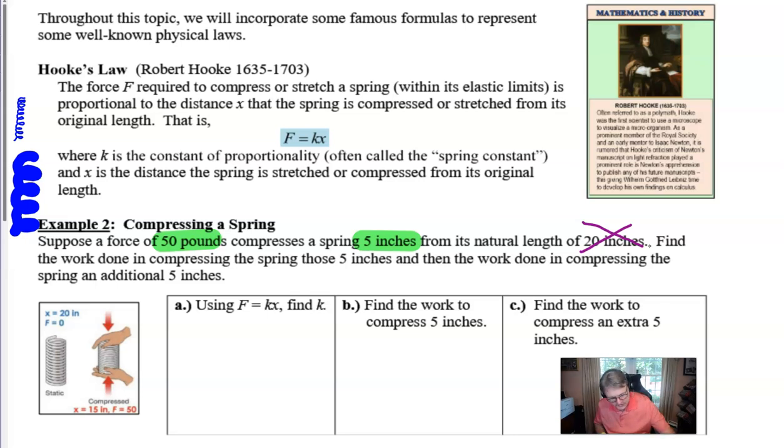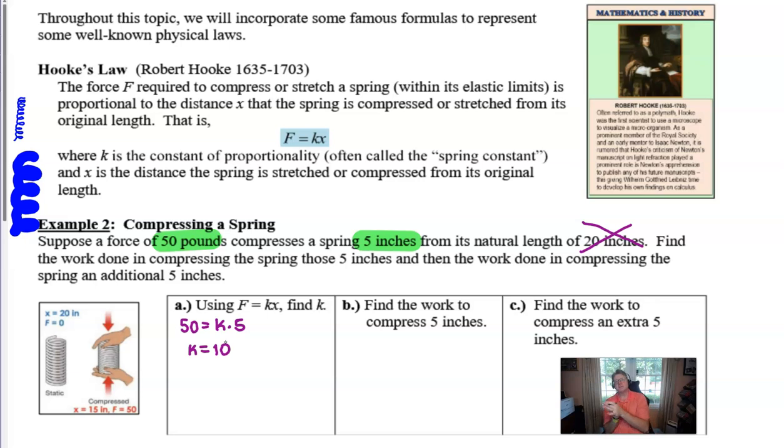So if the force is going to be 50 pounds and the distance x is going to be 5, you can see that we can very easily use Hooke's law and obtain what's called the spring constant. Okay, as I said in my last video, I want to make sure that we are aware that I am going to be using imperial units for quite a few of these examples.